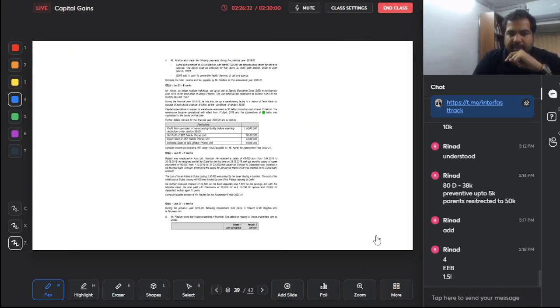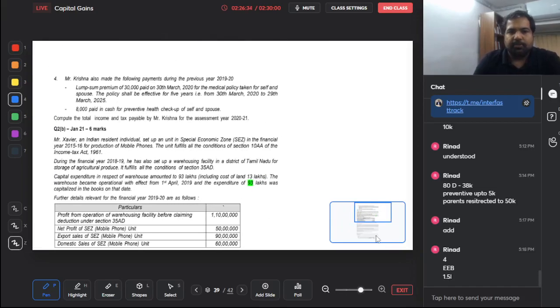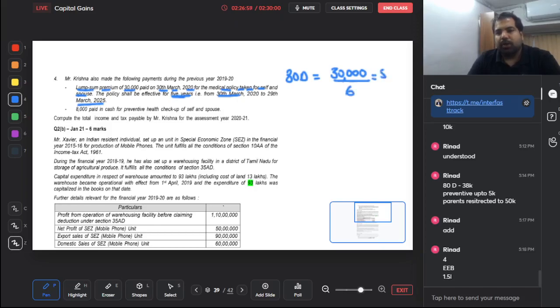Let's see if there's any other hidden adjustments here. Yes. Lump sum premium of 30,000 was paid on 30th March 2020 for medical policy taken for self and spouse. The policy shall be effective for 5 years from 30th March to 29 March. Guys, this is section 80D. Ideally you will take 30,000 and divide by 5 because it's for 5 years, but you know guys, it is 5 plus 1, so you'll divide it by 6. So this one is 5,000 rupee deduction.